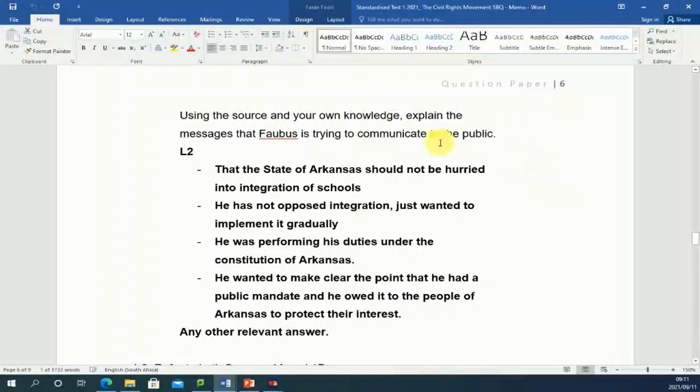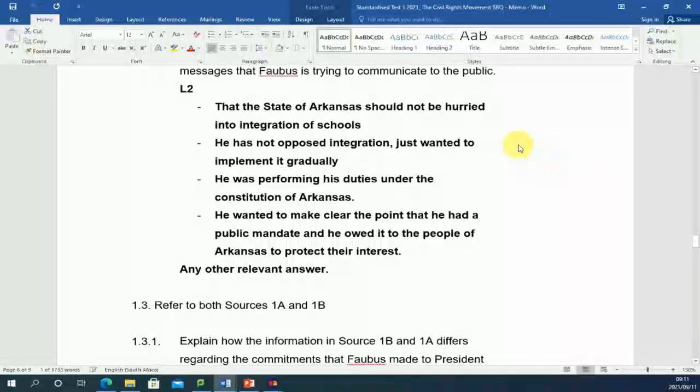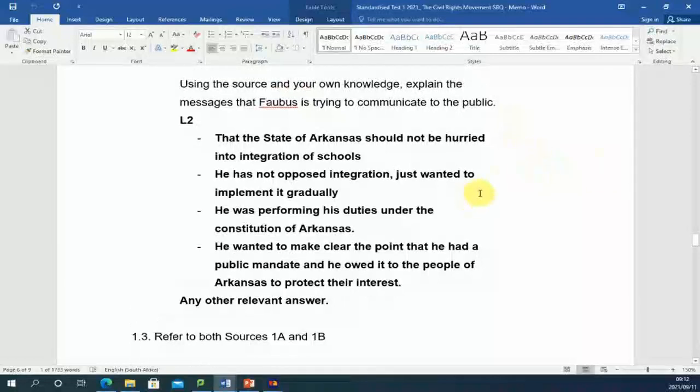What's the message that Forbes is trying to communicate? It doesn't ask you, do you agree with that message or not? Okay. So be very careful. You are going to run out of time. Time is going to be a challenge if we must evaluate the morality of that statement.